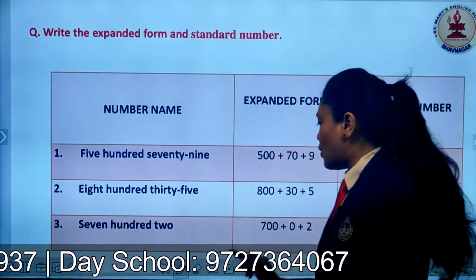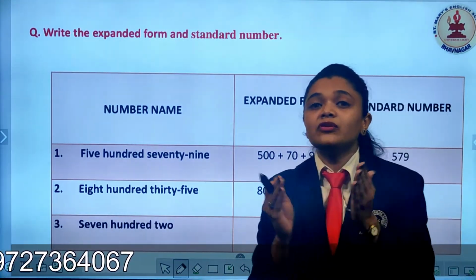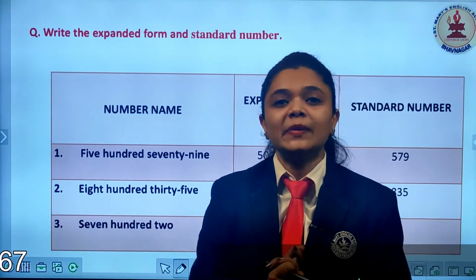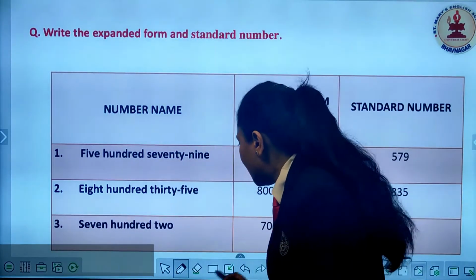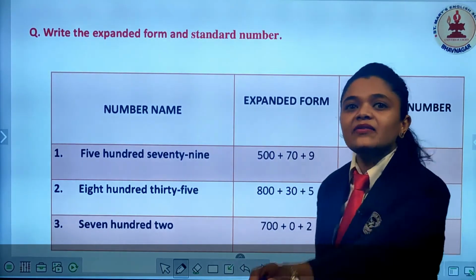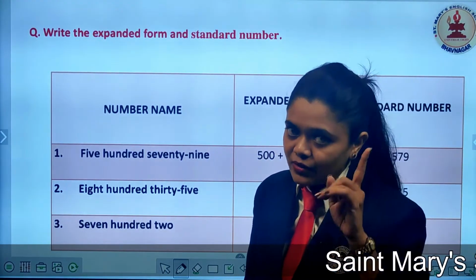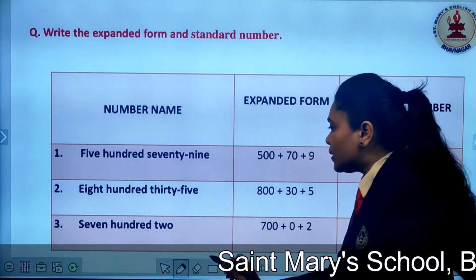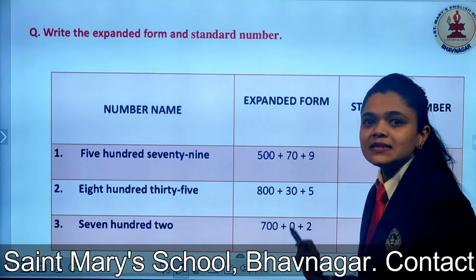Now the next one, 702. So over here, in 702, they have not placed any number at the place value of tens. So what we will do? We will simply put the 0. If there is no number, you will simply put the 0. Children, remember that. So it will be 700 plus 0 plus 2.